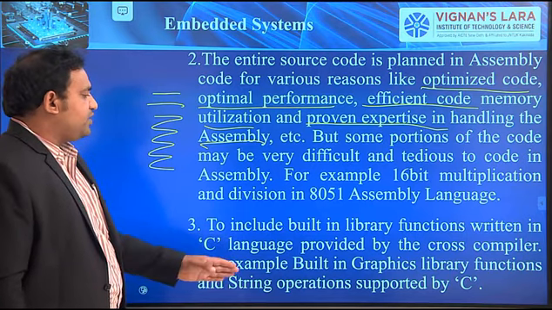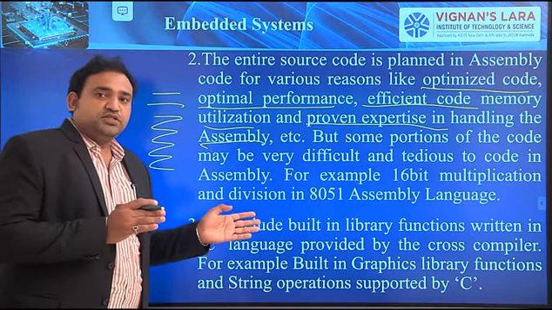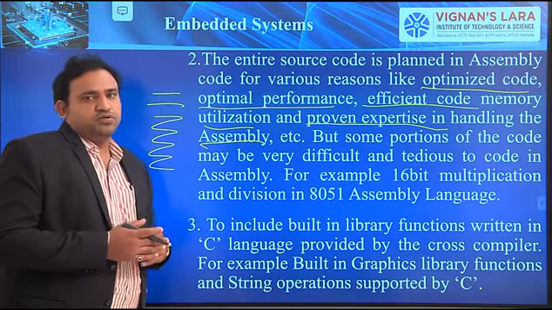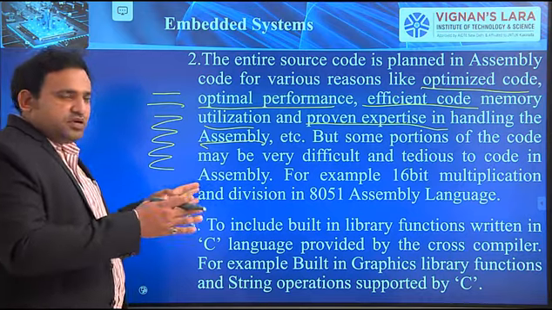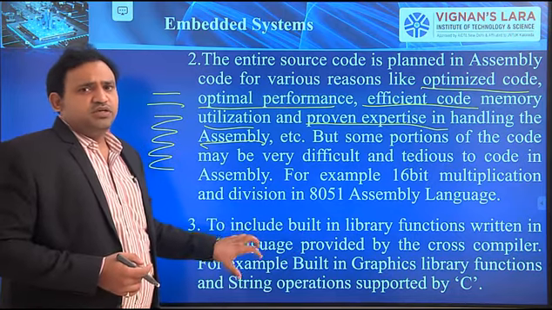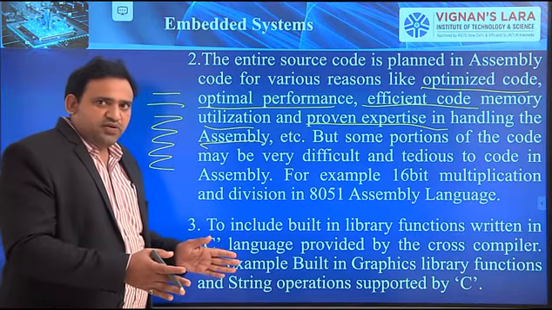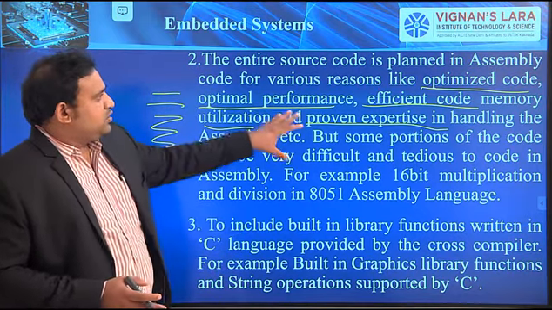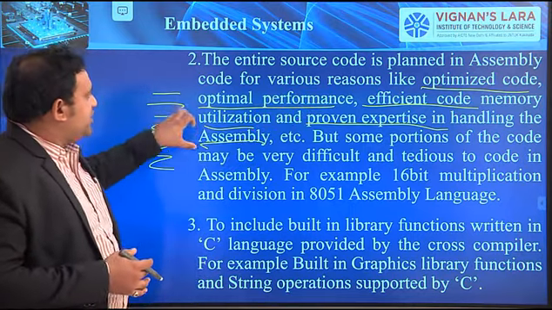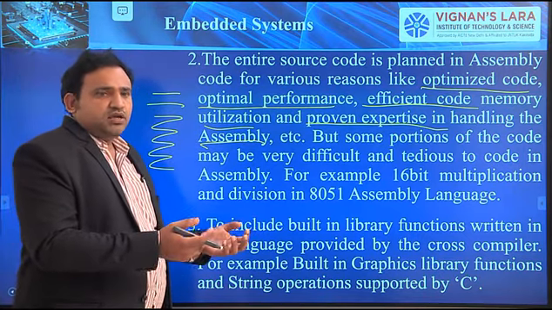Next, third one, to include built-in library functions written in C language provided by the cross compiler. For example, built-in graphic library functions and string operations supported by C. A high level language supports some string operations and graphic operations, whereas an assembly level language may not support those. So we are including such operations, such as graphics library functions, in the respective assembly level language code. These are the scenarios where all the code is in assembly level language, but due to some effects caused for code memory, optimization, performance, we are including some high level language.